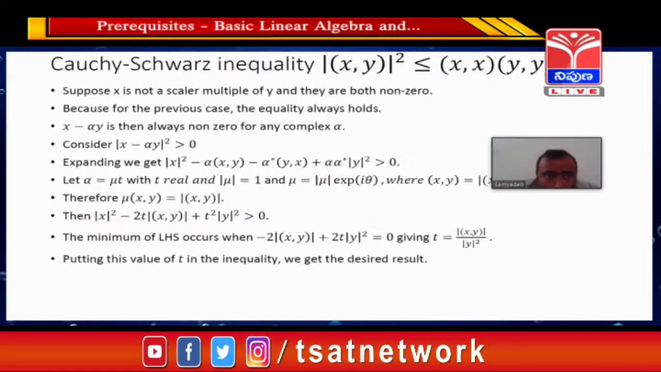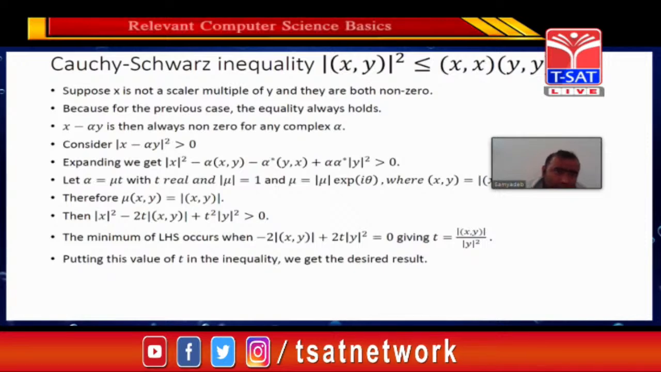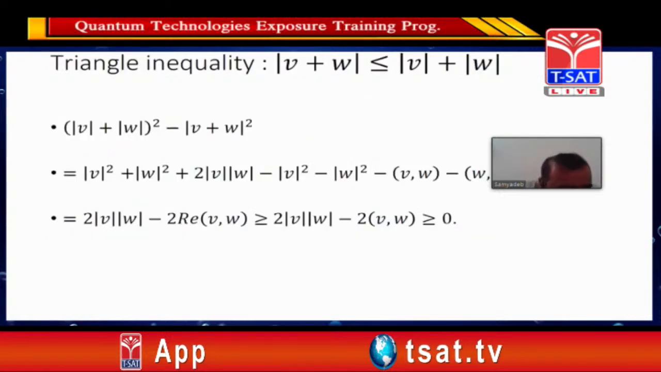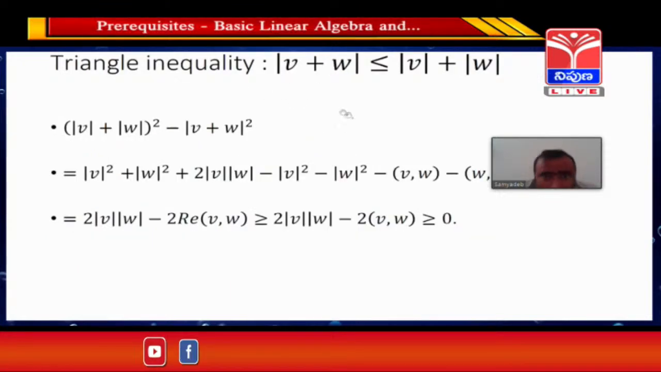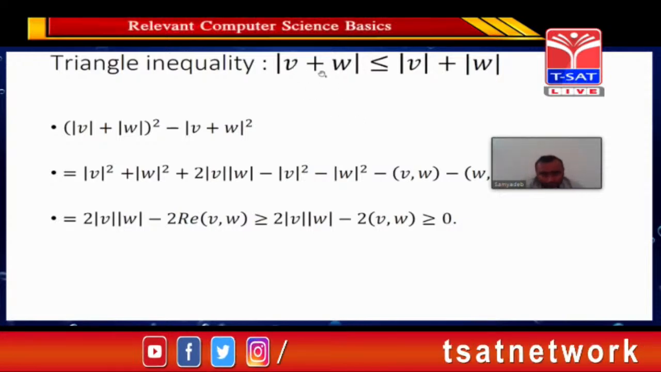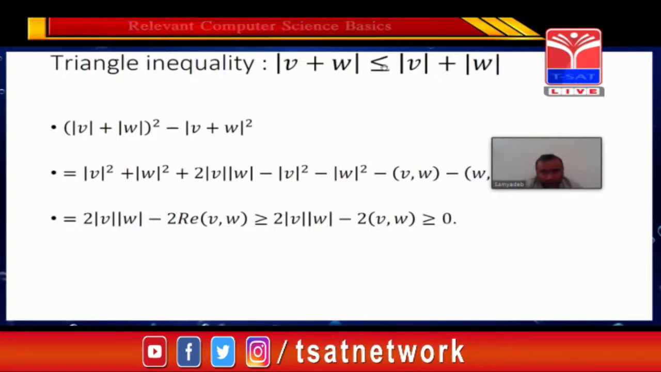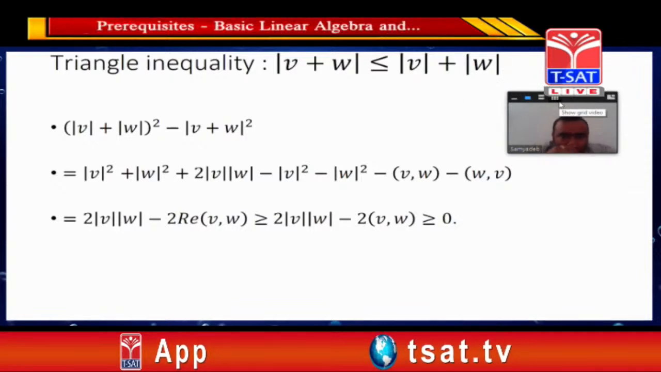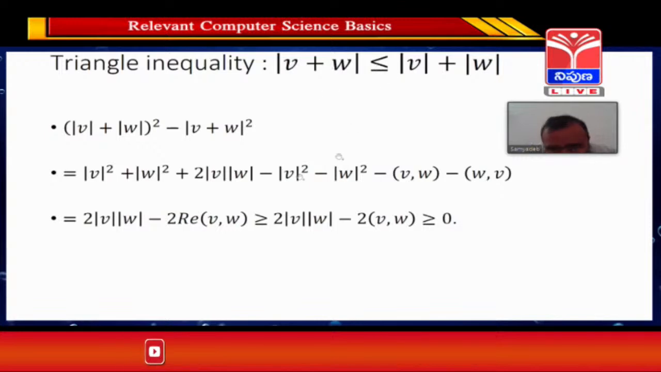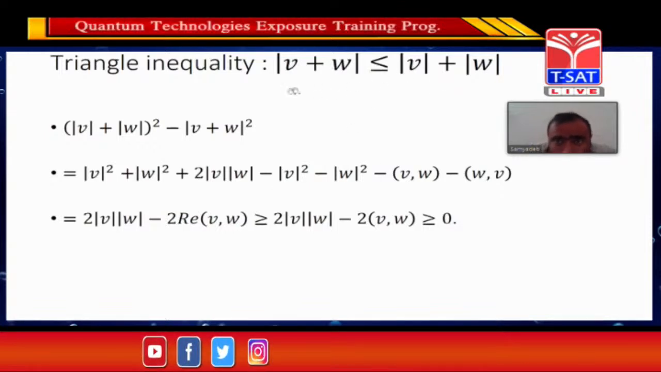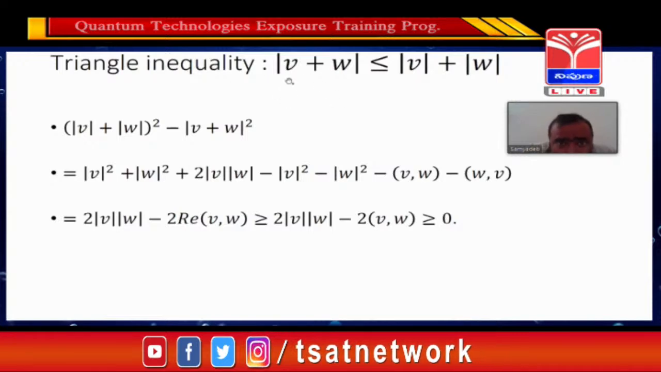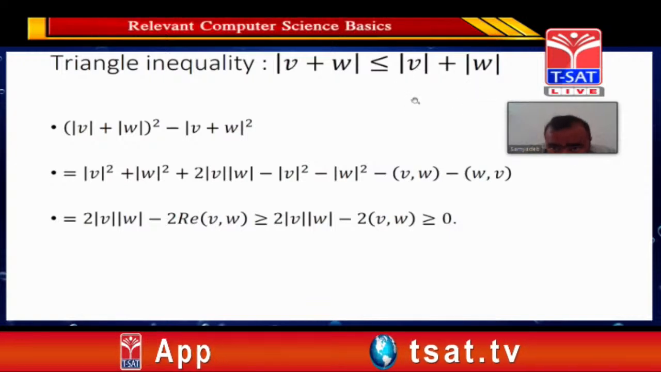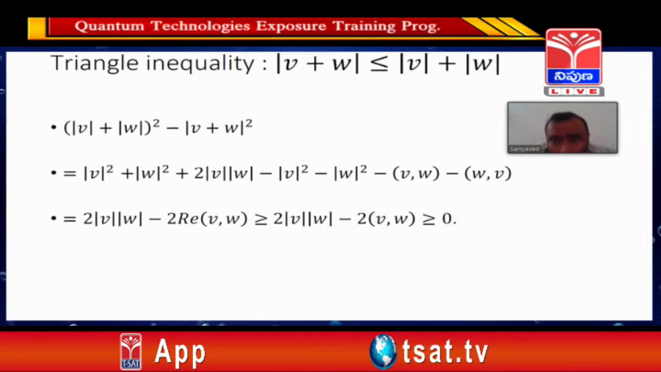So, triangle inequality is a consequence of Cauchy-Schwarz inequality. How? Let me discuss. So, what is the triangle inequality? The magnitude of v plus w should be less than or equal to the magnitude of v plus the magnitude of w. That means if we take the square of this, that is also valid. So the square of the magnitude of v plus w should be less than or equal to the magnitude of v plus the magnitude of w, whole square.